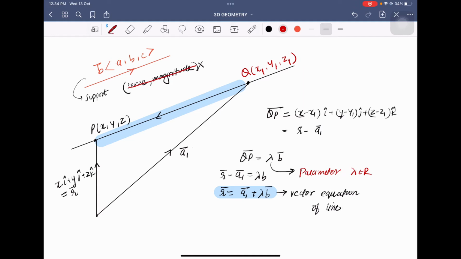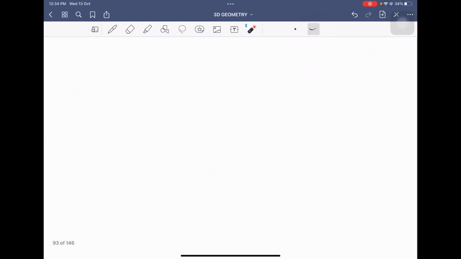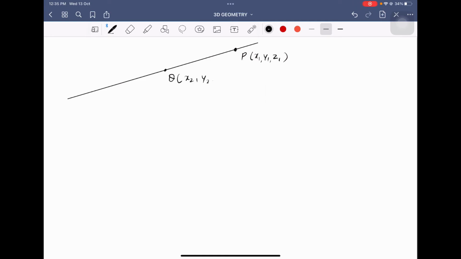Now, as we move forward in 2D geometry, in the 2D plane, when we are finding the equation of a line, first we used slope as well as a point, and then from slope we moved on to the two-point form. So the same thing we'll do for the equation of a line here also. We'll find the equation of the line when two position vectors are given. Let's say the two position vectors are P, given by X1, Y1 and Z1, and Q, given by X2, Y2 and Z2.